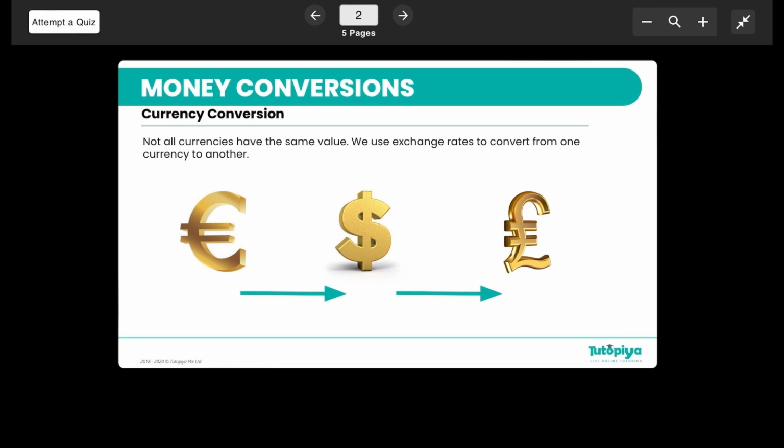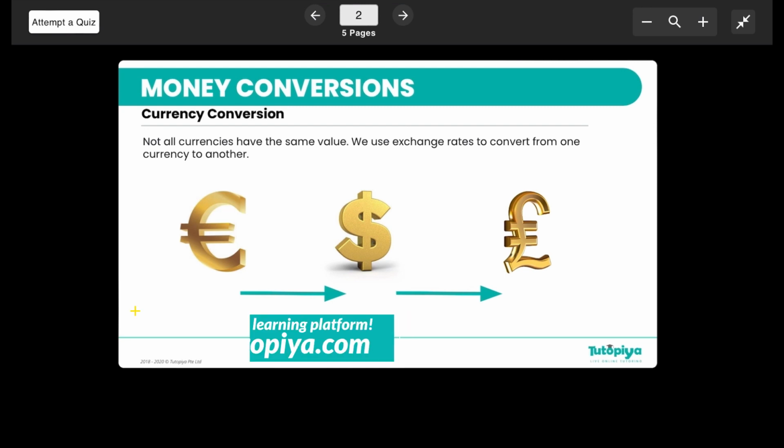You might know that, for example, there are euros in most of the European countries, there's pounds in the UK, or there's dollars in countries like Australia, there's Australian dollars. In countries like America, there is American dollars, for example. So all these currencies basically don't have the same value.